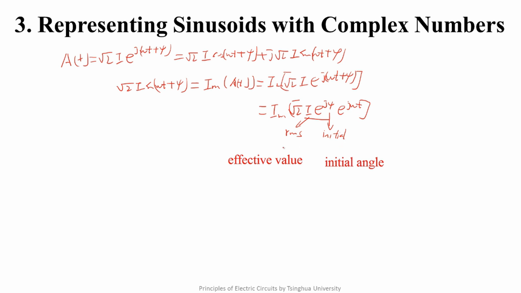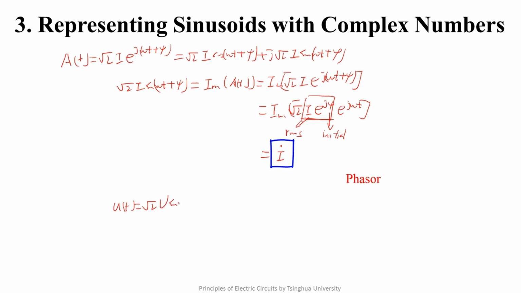Thus, we can use a complex number to represent a sinusoid by one-to-one mapping. We rewrite it as I with a point on the top. Similarly, for a voltage like this, we can find a complex number as U with a point on the top to represent it. The I point and U point are both phasors.